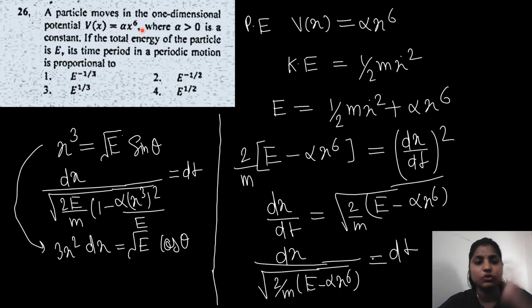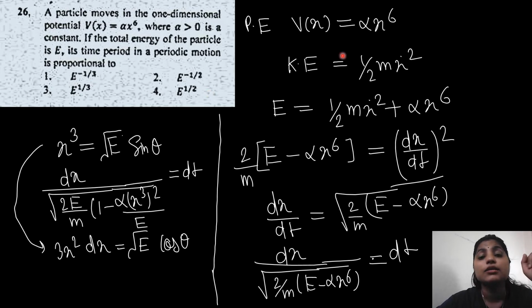So with this next question, a particle moves in the one-dimensional potential V(x) is equal to alpha x to the power 6, where alpha is greater than 0 and is a constant. If the total energy of the particle is E and its time period in a periodic motion is proportional to which power of E? You have to find out T in terms of E.